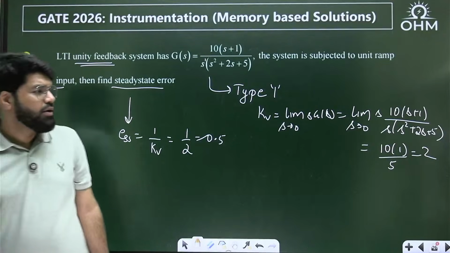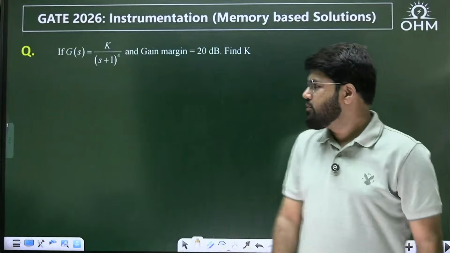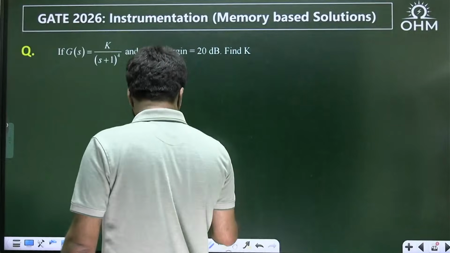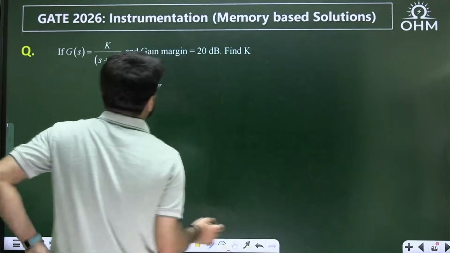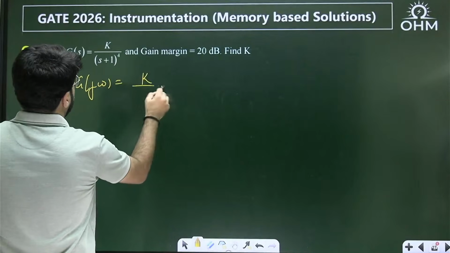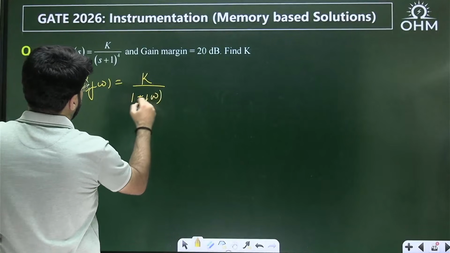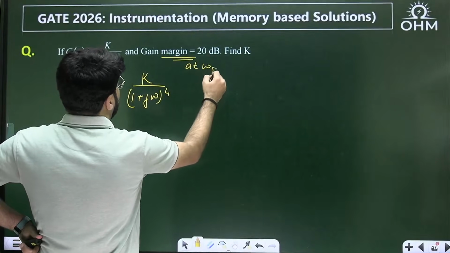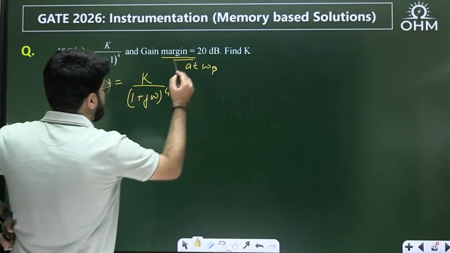Okay. All right. Next. If G(s) is K upon (s plus 1) power 4, and the gain margin is given, what is the value of K? First of all, what is G(j omega)? K divided by (1 plus j omega) power 4. Gain margin is calculated at what? It is always calculated at omega p, the phase crossover frequency.